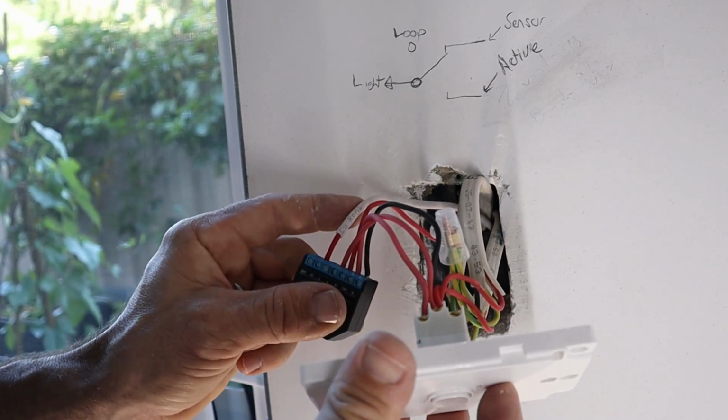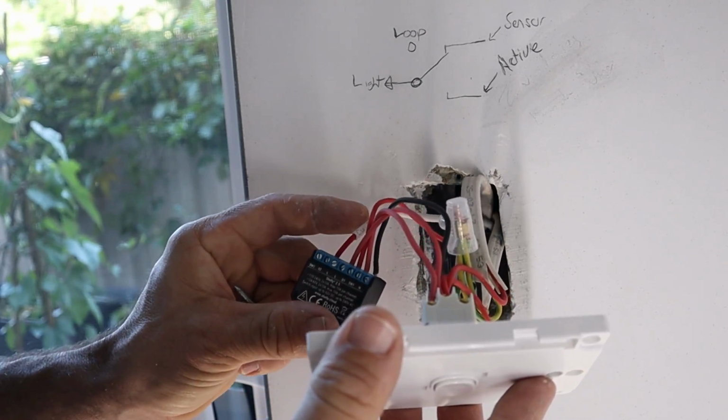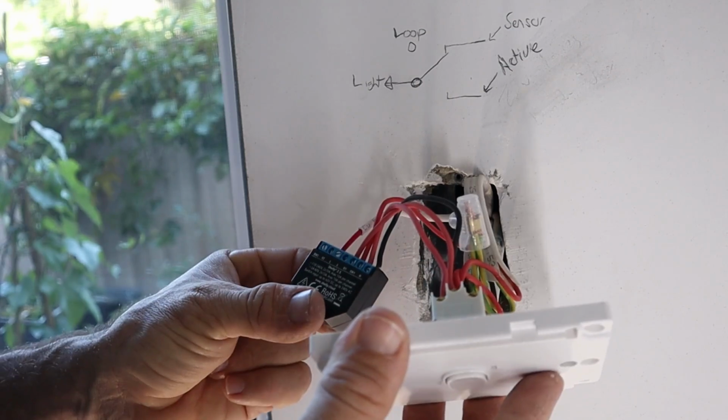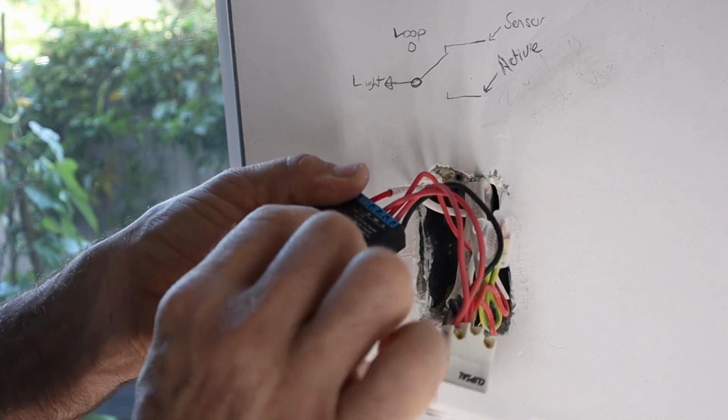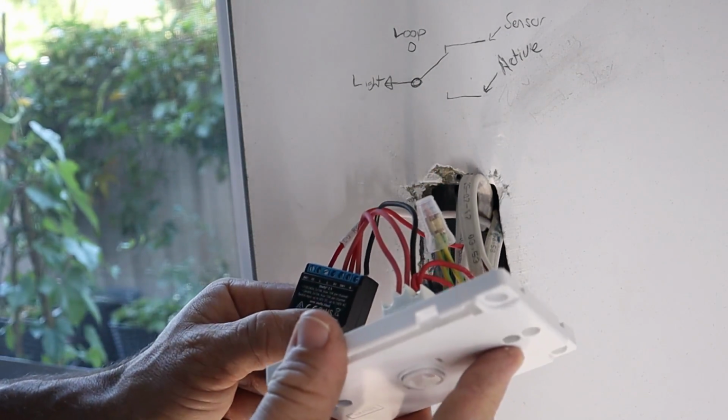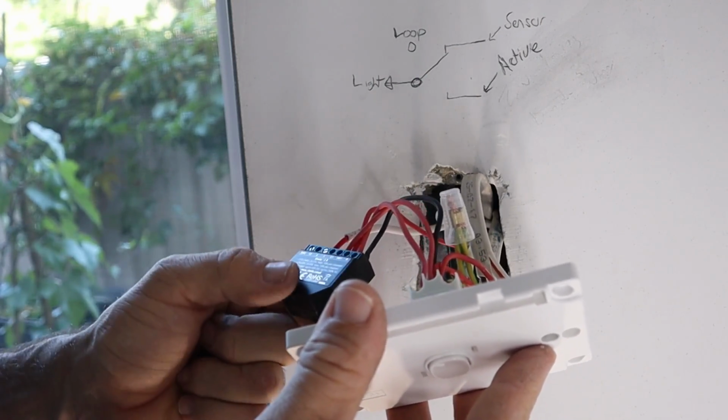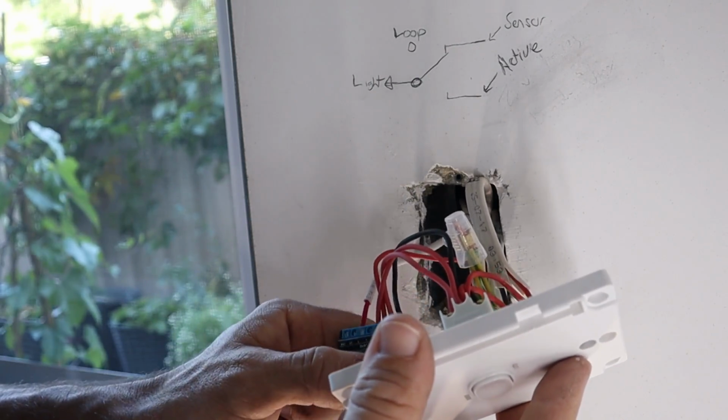So we're just going to tuck it back into the wall box and screw it all back, and we're going to set it up with the app. So we're just going to connect this to Wi-Fi, and then we're going to try out the new integration, the Shelly For Hass integration.